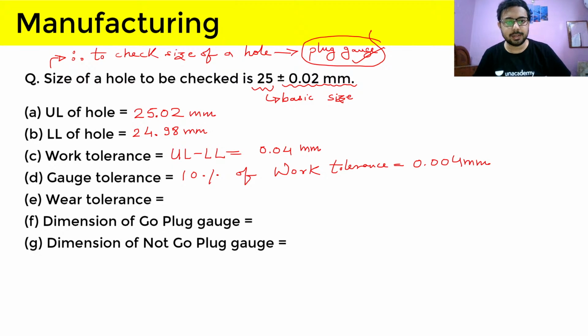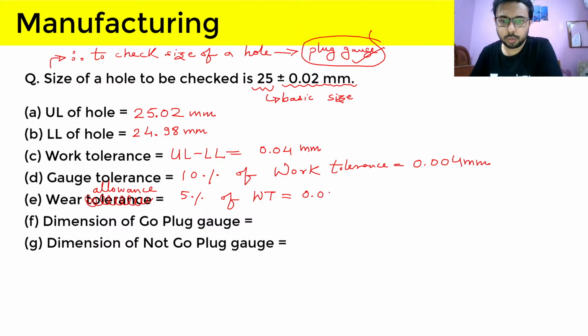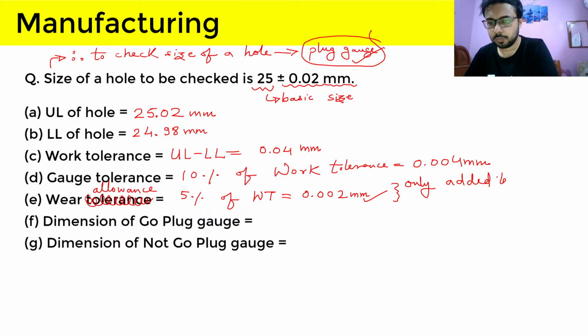So that is the gauge tolerance, and this is the wear allowance. So let me just write it like this, wear. So in this question where you are getting a plug gauge, or you are getting the size of a hole checked, there will be a term called wear allowance, which is equal to 5% of work tolerance, and this is coming out as 0.002 mm. And you can see the 0.002 mm is even smaller than the gauge tolerance, because wear allowance is only added to the go plug gauge.